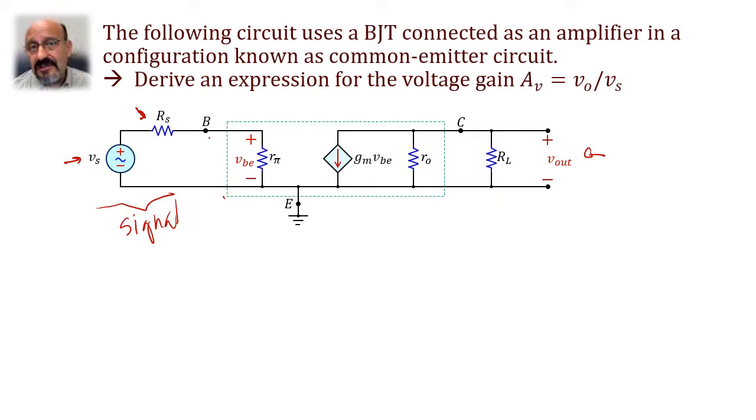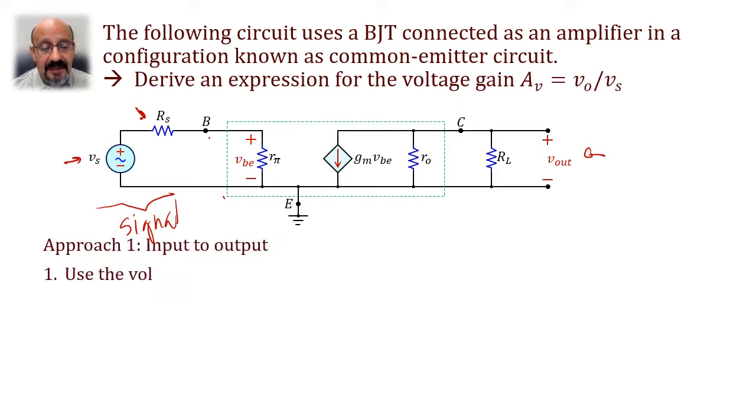So we have two approaches. The first approach consists of going from the input to the output. We can use the voltage divider rule to find the voltage between base and emitter. Simply multiply the input voltage times the second resistor divided by the sum of the resistors, and just remember that this is only applicable when the resistors are in series. In other words, they share the same current.